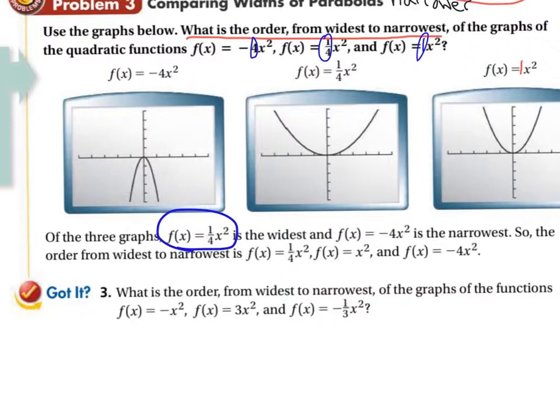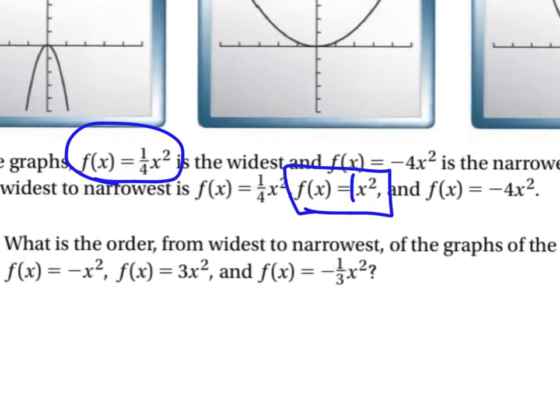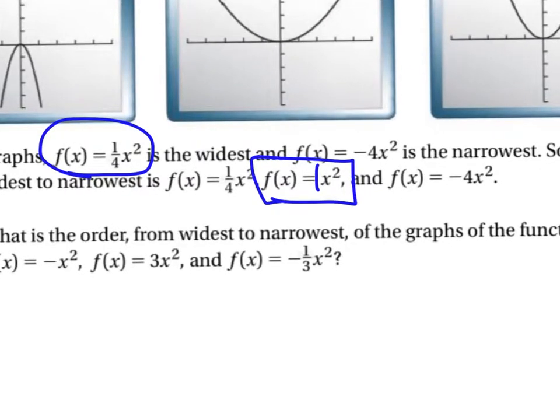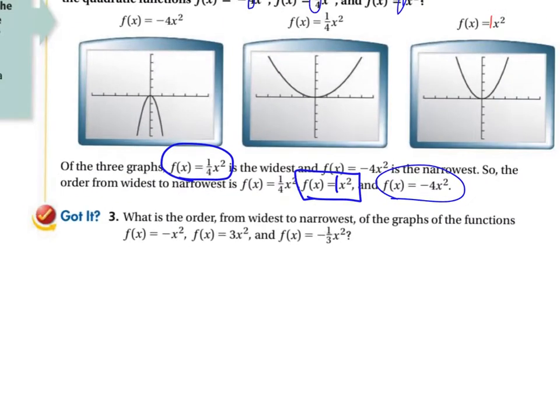And then the next widest would be, they've got them in order here at the bottom, y equals x squared because we've got a 1 coefficient there. And then y equals negative 4x squared. Because 4, again, ignore the negative. Negative means it opens down. The 4 is a bigger number, ignoring the negative. 4 is the biggest number out of that group, and so that's going to be the narrowest.